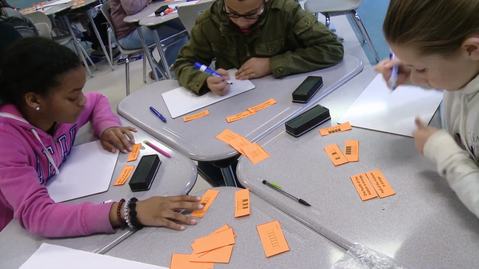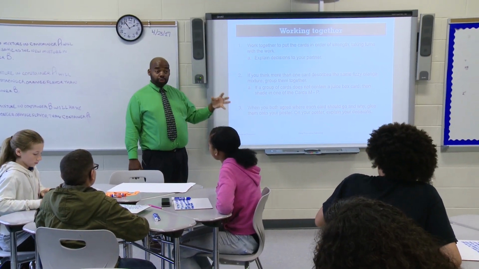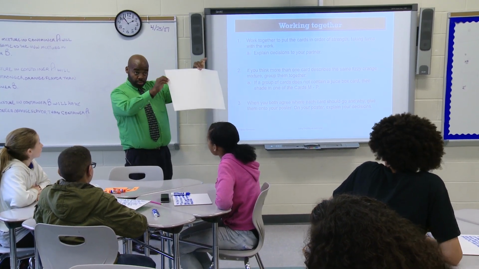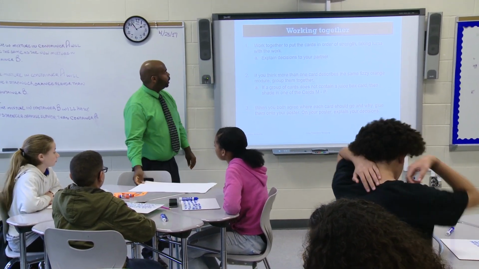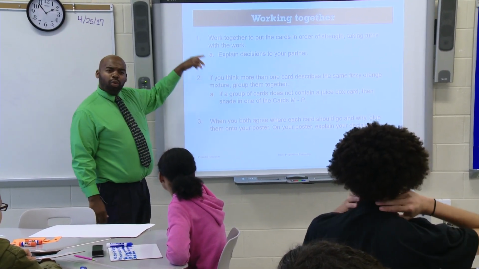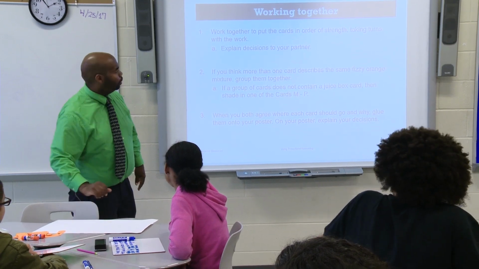Work together to put the cards in order of strength. That means you're going to go from least orangey to most orangey. You are explaining that by gluing your cards on here. And you're taking turns with that work. And be able to explain or justify your decisions. Why did you put these cards here within your group?